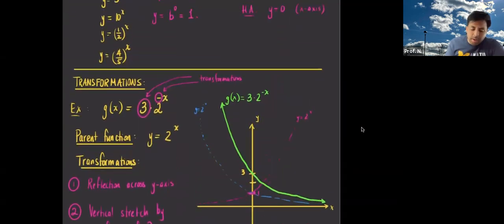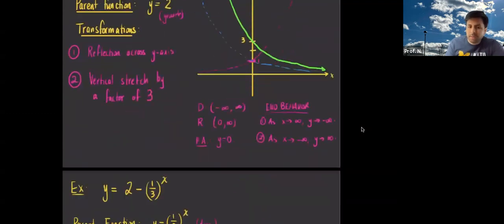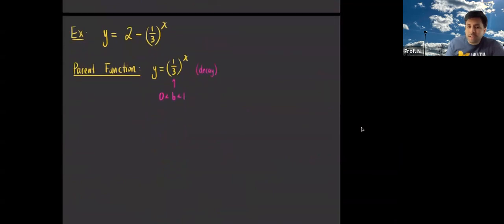In this case, my parent function was a growth function. And again, we can use either one as a parent function. So my parent function is decay, and I should know all about parent functions. The domain is all real numbers. The range is above 0. The horizontal asymptote is y equals 0, and so on. Now, what are the transformations that I'm applying to this parent function?